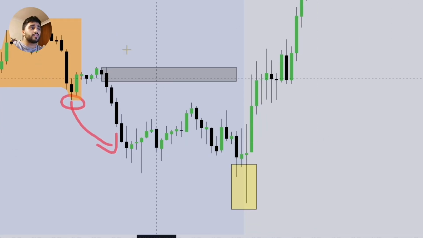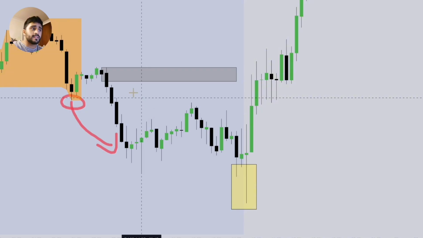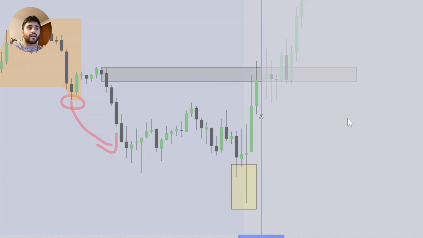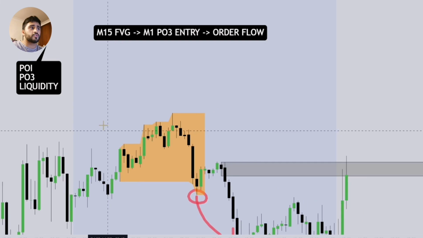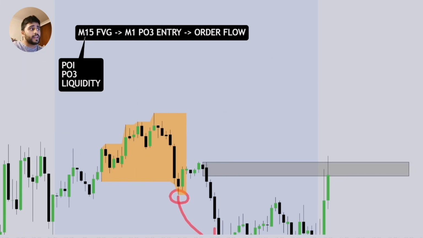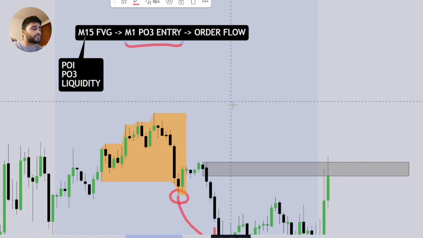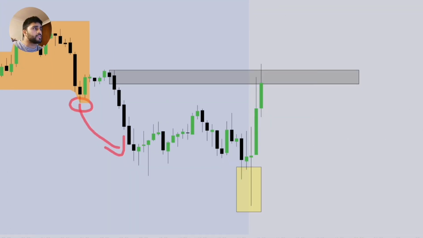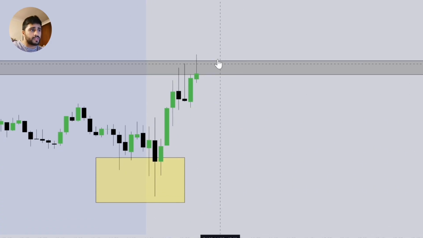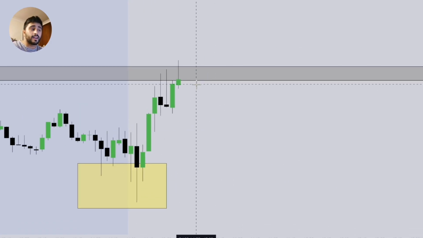So there's three things I use. The first is the Asian range liquidity. The second is a 15-minute fair value gap. The third thing, and this is where we move on to point 2. So first we have a 15-minute fair value gap, a POI. The next thing is we're looking for a 1-minute PO3 entry. What a PO3 entry actually means, if we just go down to the 5-minute chart, right? We've anticipated the low of the day and we've tapped into our key level.